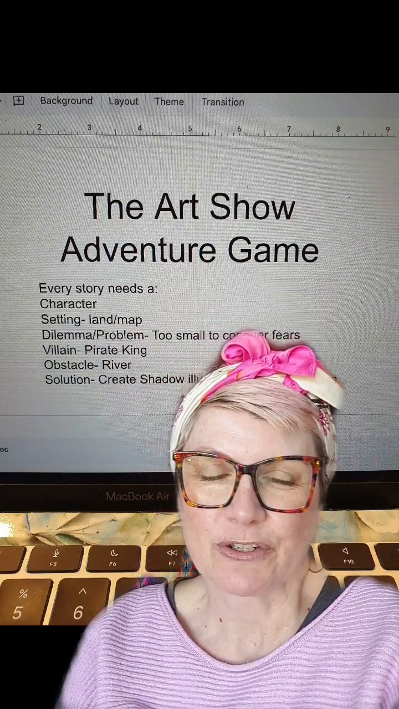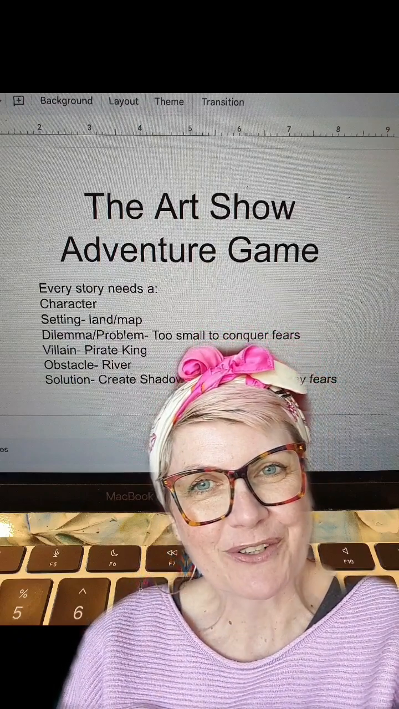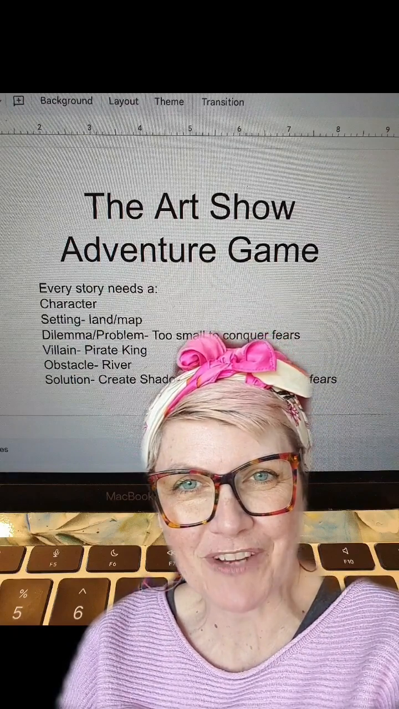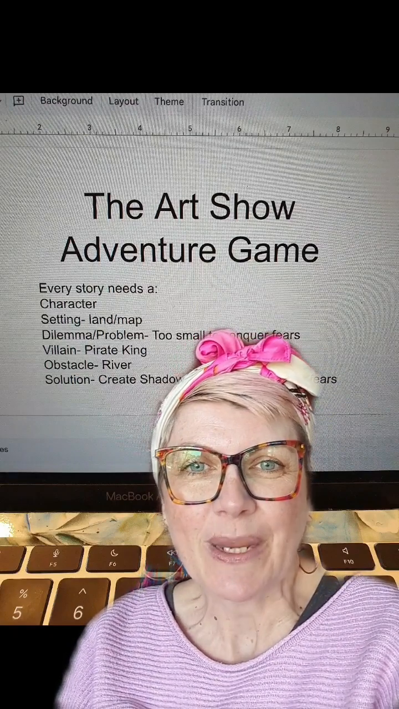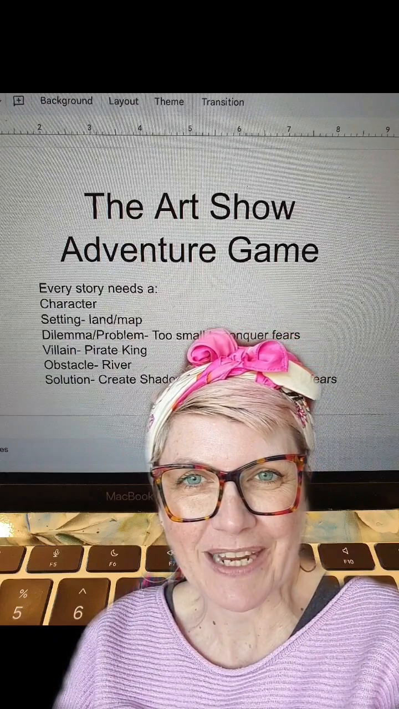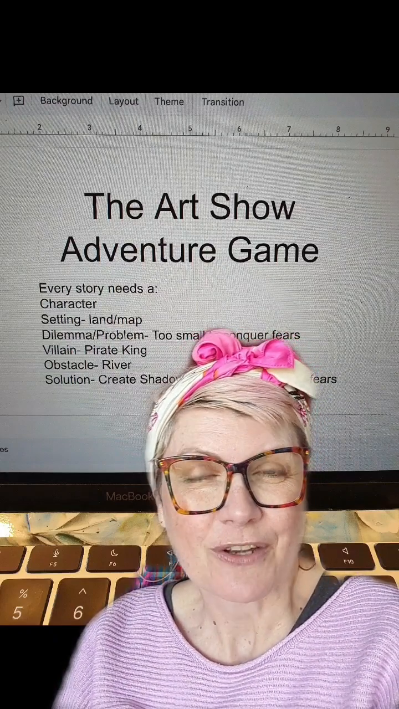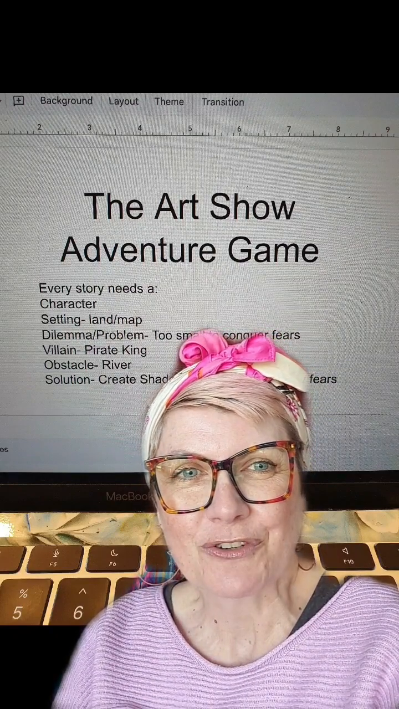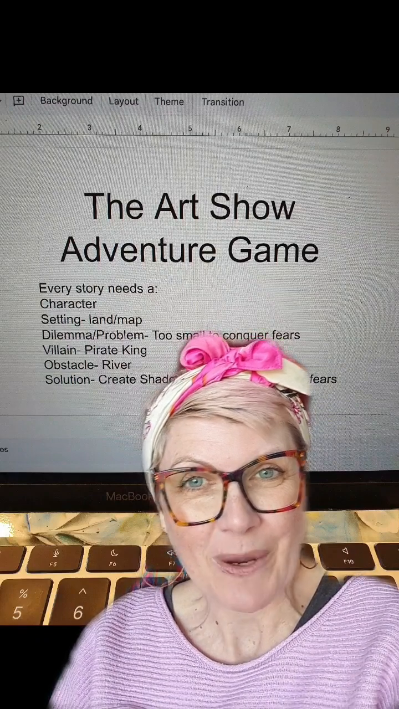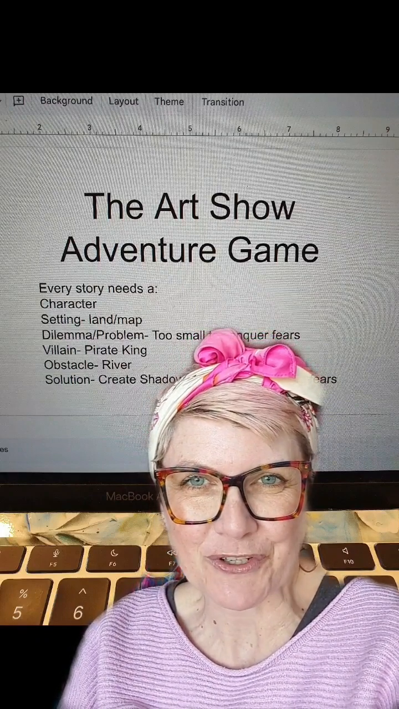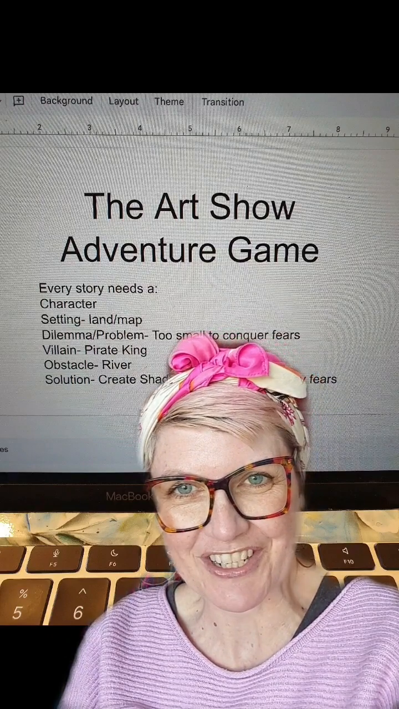So I wanted to bring that locality into the story as well. And then we had the solution. So the whole story concept is about a little character who's too small to overcome his fears. So he goes on a journey and he has to use visual arts to create his solution. So he decides that one way that he can become bigger is to travel to the land of shadows, where the small little characters can become big through an illusion, an optical illusion, and using shadows.